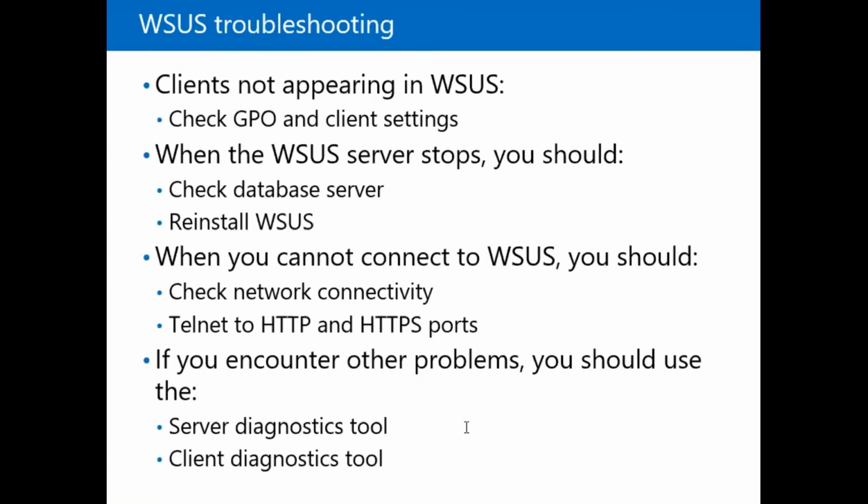WSUS troubleshooting. Clients not appearing in WSUS, this kind of issue can happen, so check GPO and client settings. When the WSUS server stops, you should check the database servers and reinstall WSUS. When you can't connect to WSUS, you should check the network connectivity, and telnet to the HTTP or HTTPS ports. That could be the issue. If you encounter other problems, maybe you need to use server diagnostic tools and client diagnostic tools. So these are the options we have.